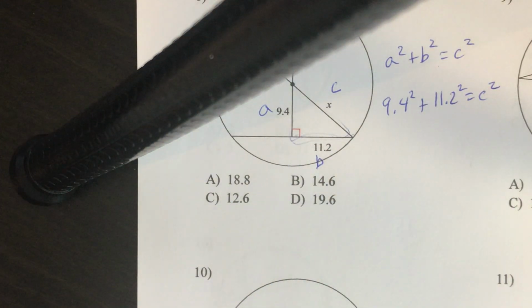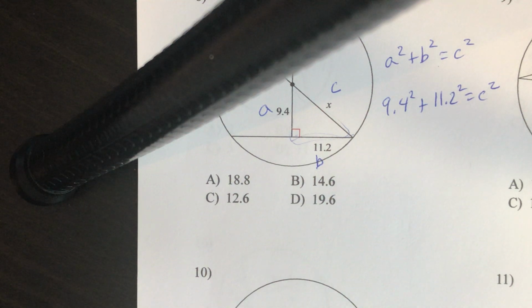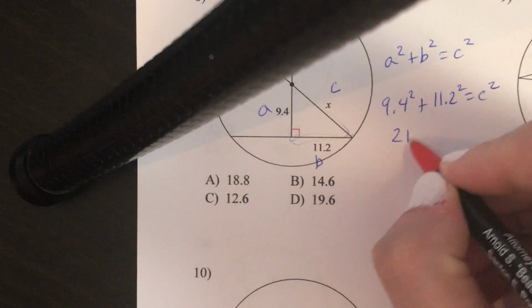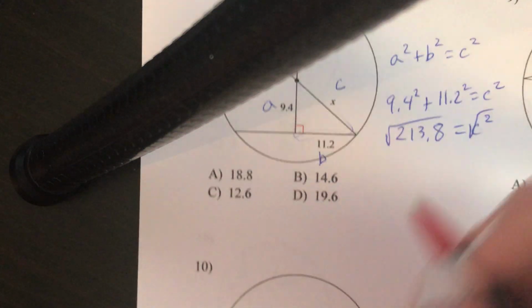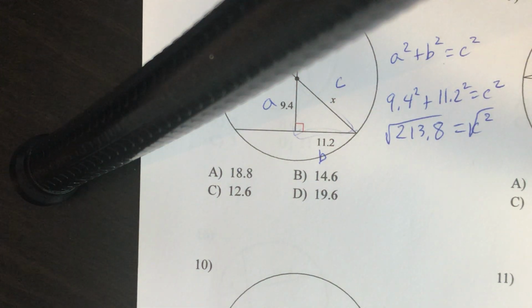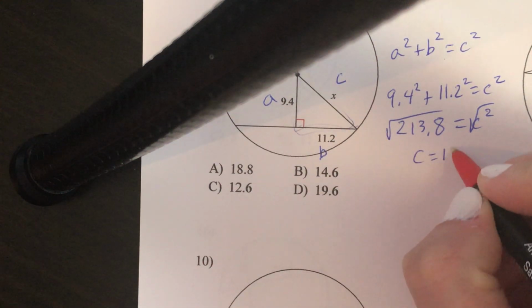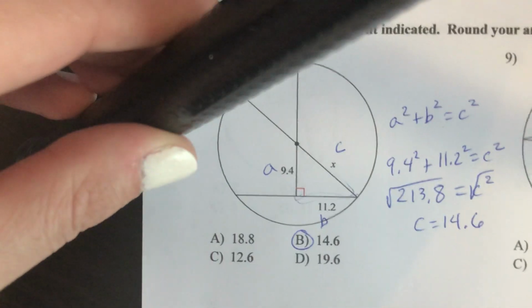Okay, and I'm just going to put that in my calculator. Okay, and when I put that on my calculator, I get 213.8 is equal to c squared. And then we just take the square root. So, alright, so you should have got 14.6. So, B is your correct answer.